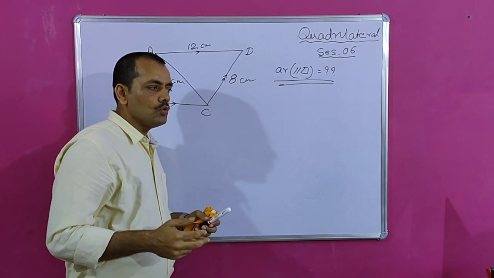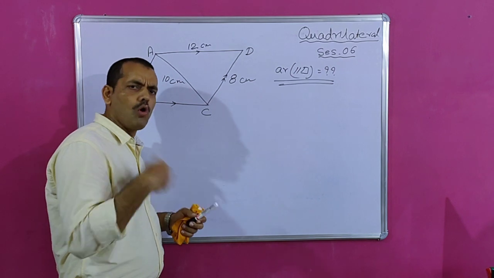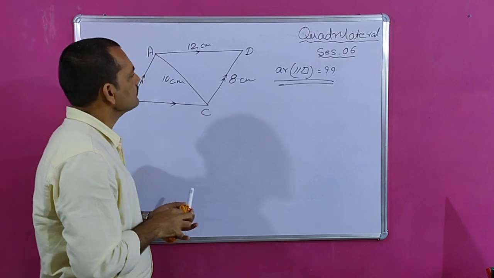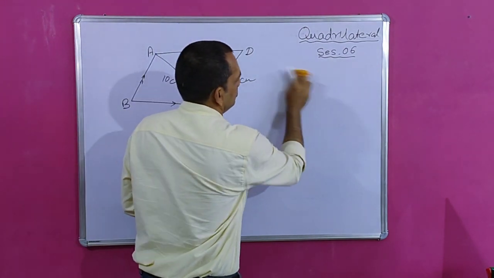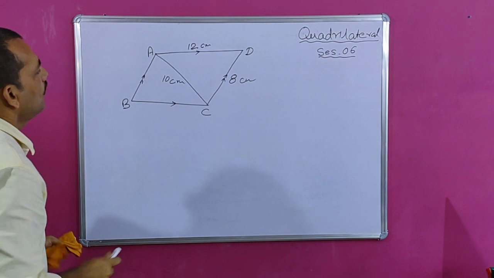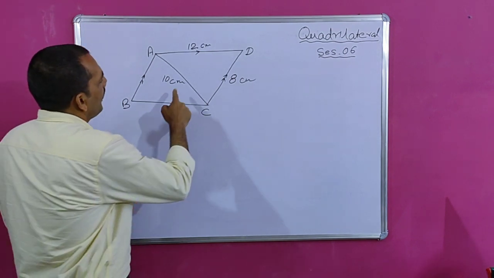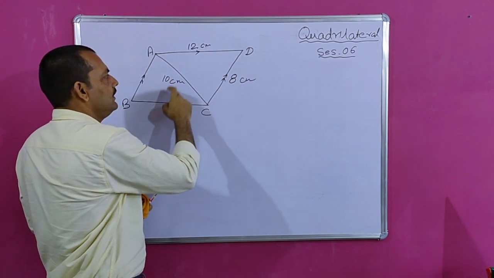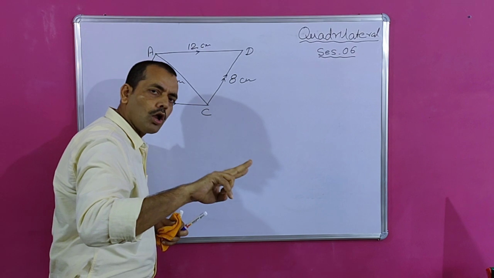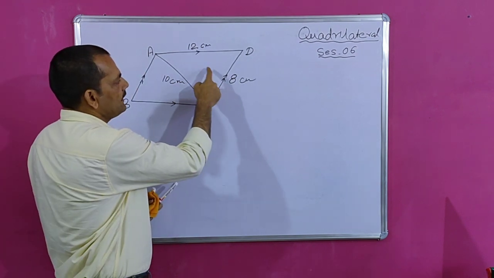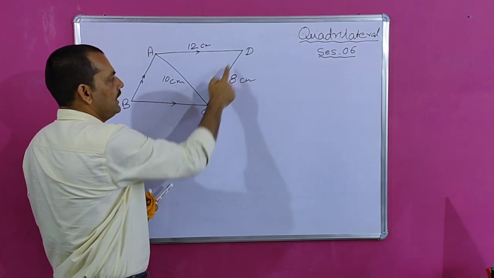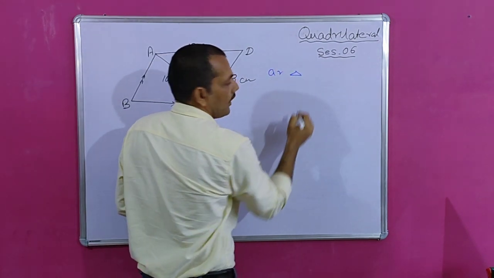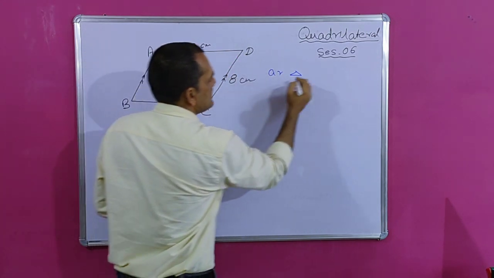I am explaining 2 different ways of solving. There are so many, but I am explaining 2 basic ways. One possible method is, we know that any diagonal, like AC, divides a parallelogram into 2 congruent triangles. So if we get the area of this triangle and double it, we will get the area of the parallelogram. So in this case, area of triangle ACD.